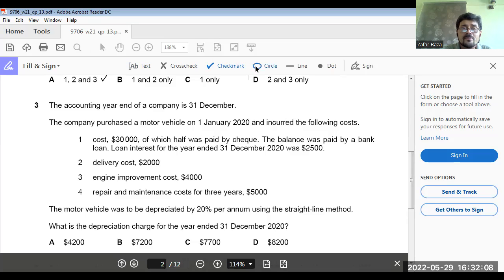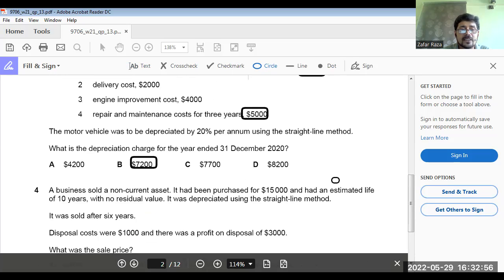What is the depreciation charge for the year ended 31st December 2020? In this question, what we have to do? We have to include only capital expenditure while computing the cost. This loan interest is revenue expenditure, not part of cost. Getting my point clear? And this repair and maintenance cost is also revenue expenditure. Now, capital expenditures we will add, here's my calculator, 30,000 plus 2,000 plus 4,000. Answer is 36,000 multiplied by 20%. 7,200 is the depreciation charge for the year 2020. Okay, so B option is the answer.